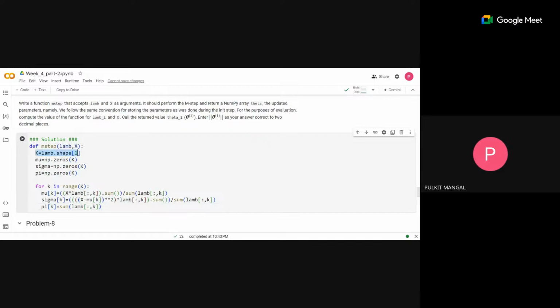Here let me make one change. So I have made one change here in the code. Before, I wrote k equal to lamb dot shape one. Now I am just directly returning like this, so that I don't need to write it again, and I will just simply put here this n.